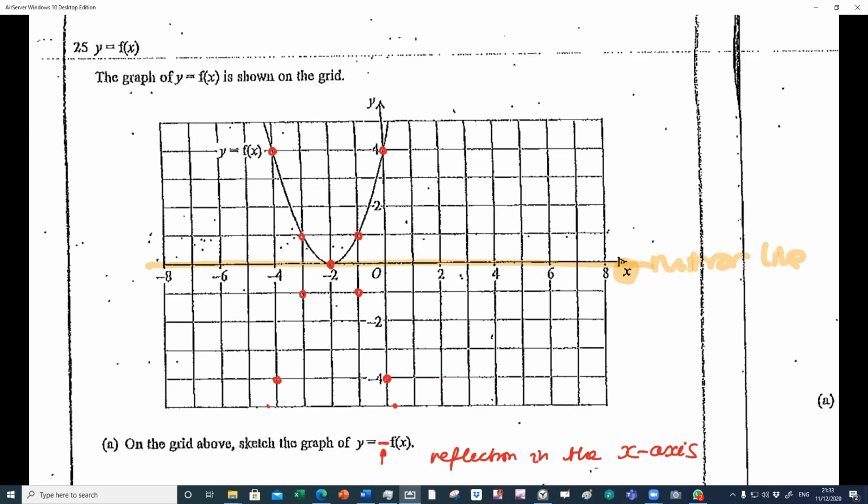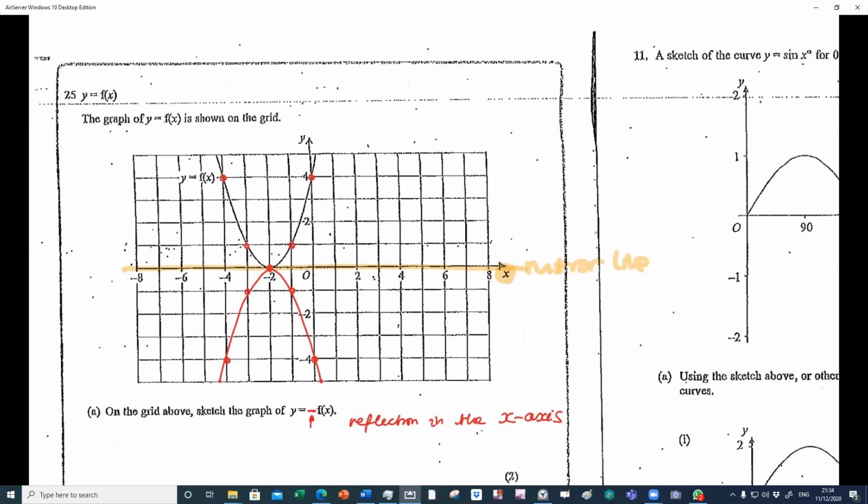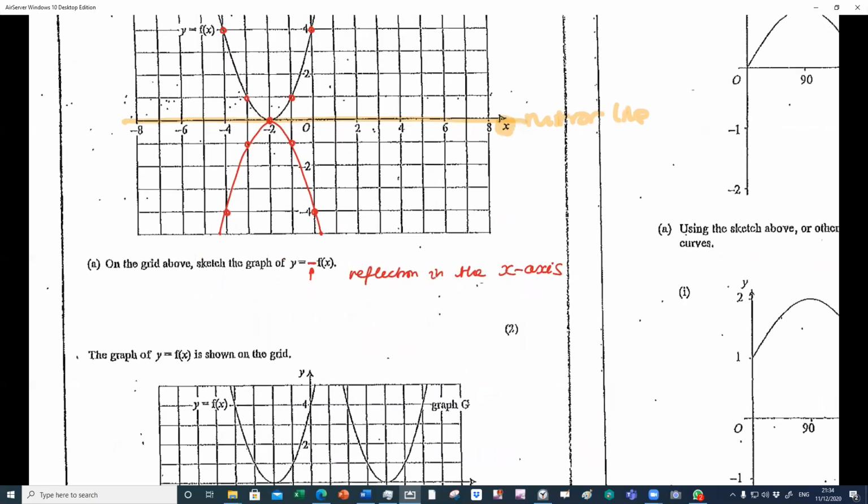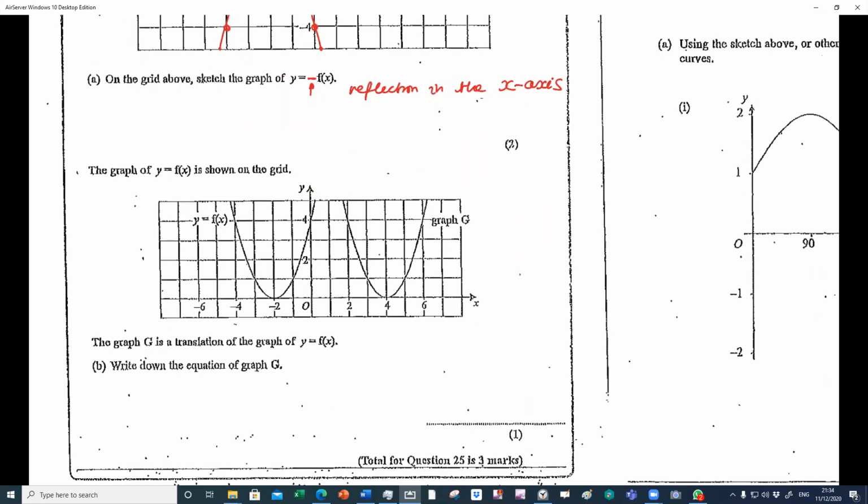Right, let's now draw a nice, lovely curve. Okay, that looks beautiful. Right, are we happy with that, Abdullah? Have you got something like that? Okay, then I think it goes on to part B down here.